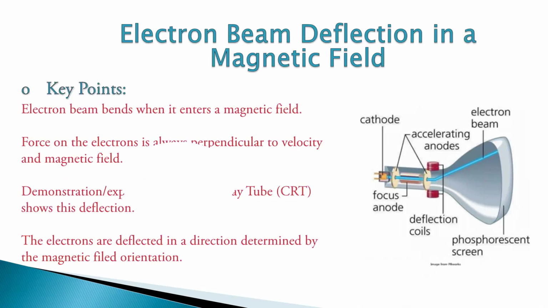Now we see how an electron beam is deflected in a magnetic field. When electrons enter a magnetic field, they experience a force perpendicular to both their velocity and the field. This force bends the path of the electron sideways. A simple demonstration using a cathode ray tube shows this deflection clearly. The direction of the deflection depends on the sign of the charge and the orientation of the magnetic field. This experiment illustrates directly the basic principle of the magnetic force on a moving charge.